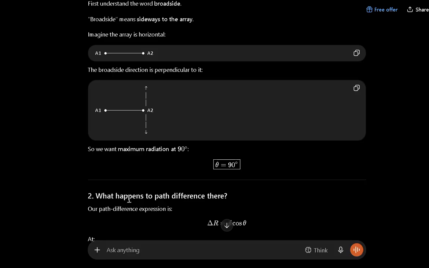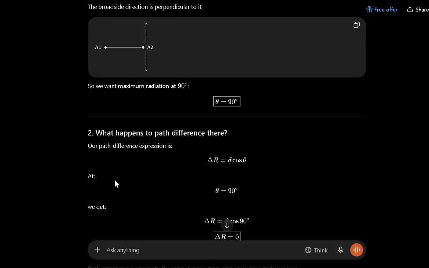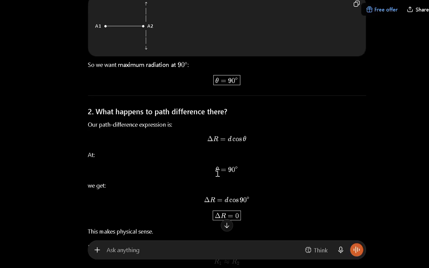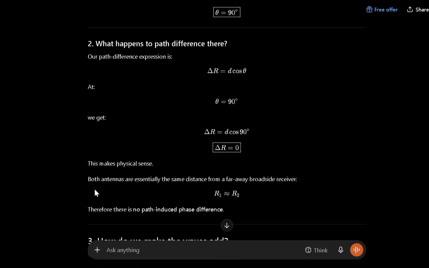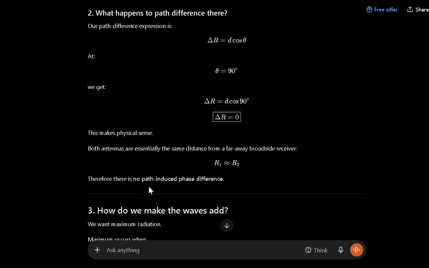What happens to the path difference here? Our path difference expression is delta r = d cos theta. Theta equals 90 means our delta r equals 0. This makes physical sense. Both antennas are essentially the same distance from a far away broadside receiver, R1 equivalent to R2. Therefore, there is no path induced phase difference.